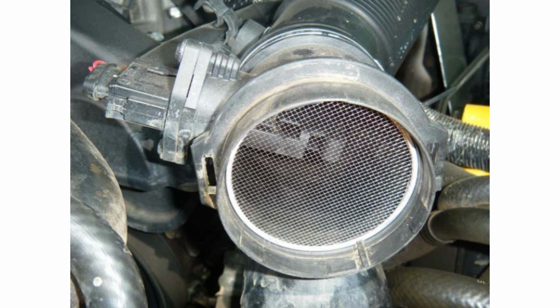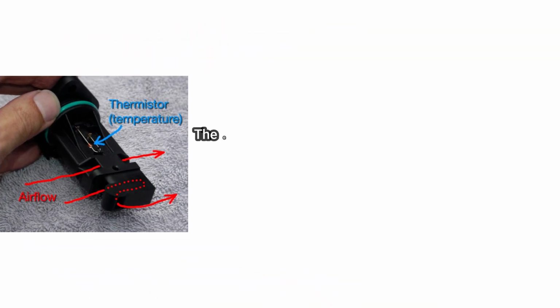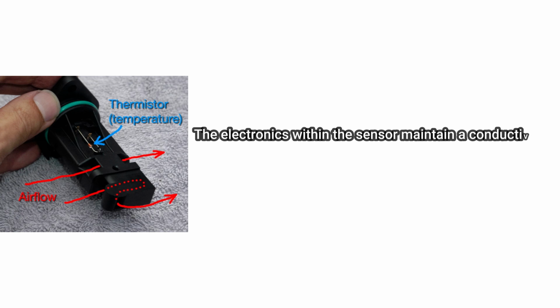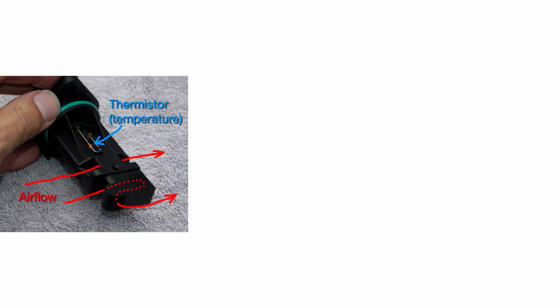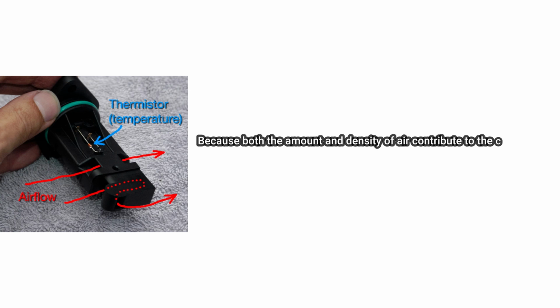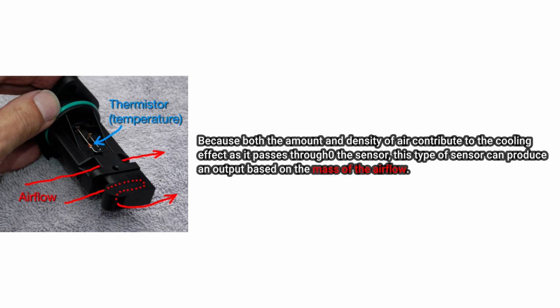It uses a temperature-sensing resistor, known as a thermistor, to measure the temperature of the incoming air. The electronics within the sensor maintain a conductive film at a temperature higher than that of the incoming air. Because both the amount and density of air contribute to the cooling effect as it passes through the sensor, this type of sensor can produce an output based on the mass of the airflow.